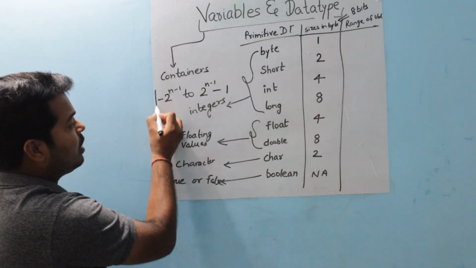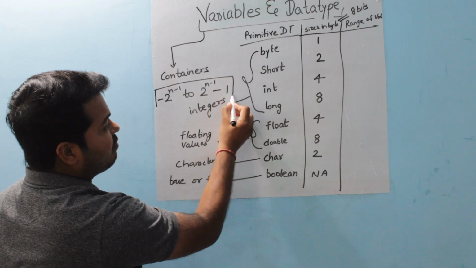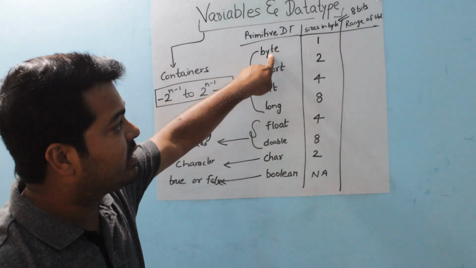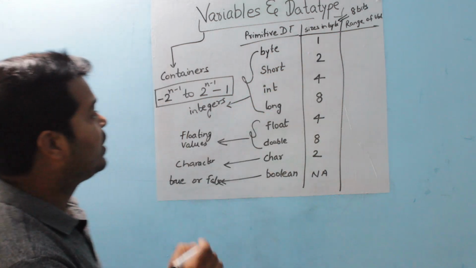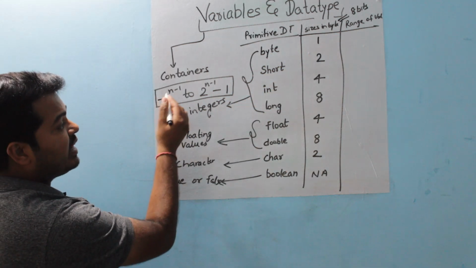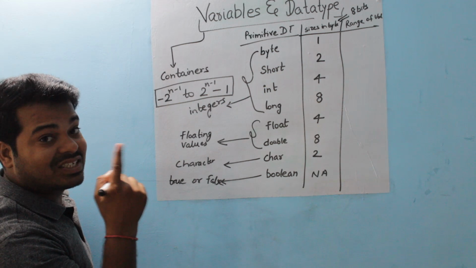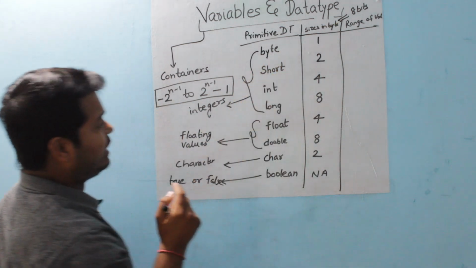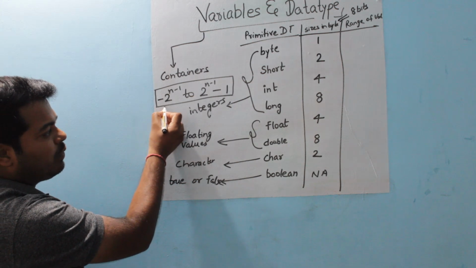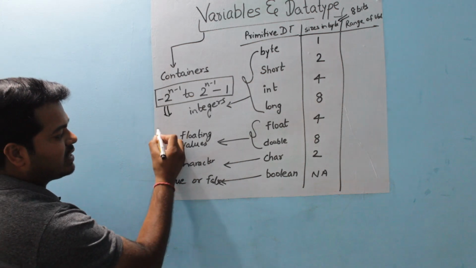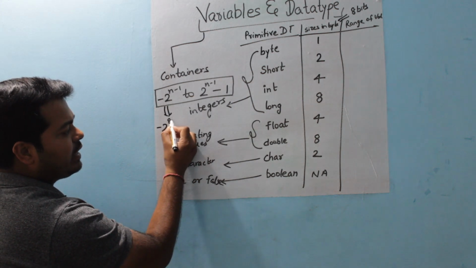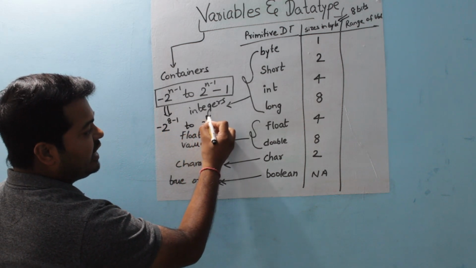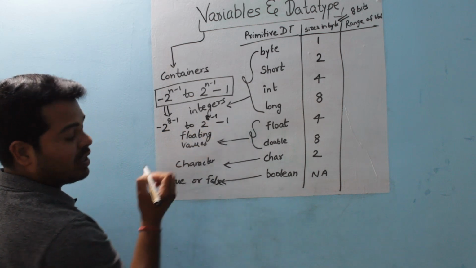This is a formula to calculate the range of any data type. So if we see byte, what will be the range of values? Here n is in the form of bits. I have said that 1 byte is equal to 8 bits. So the range is minus 2 to the power (n minus 1) to 2 to the power (n minus 1), and then minus 1.